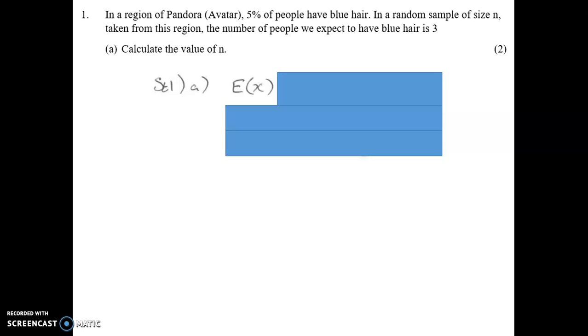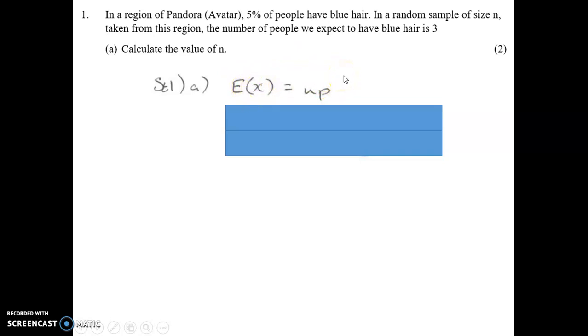So we've got a sample size of n, we're given the probability of blue hair, which tells us it's binomial, and the expected value of a binomial distribution is always equal to np, the sample size times the probability, which kind of makes sense, doesn't it? We would expect 5% of the n, so multiplied, to have blue hair.